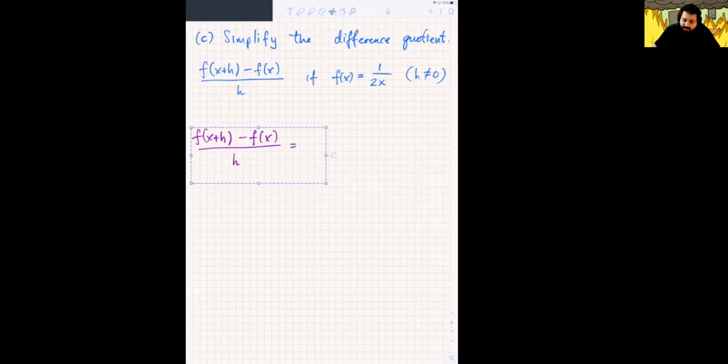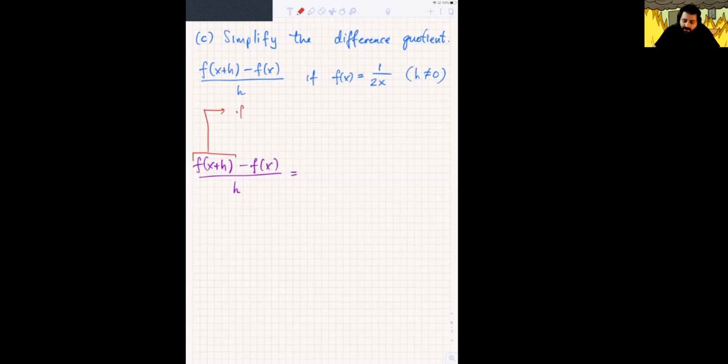let me point out some common mistakes I see. A lot of times I'll see students write things like, oh, f of x plus h, that's f of x, plus h, like that. That's incorrect. Or I'll see students write f of x plus h is f of x plus f of h. That's also incorrect. f of x plus h really means I look at the original function f, and wherever I see an x, I put an x plus h instead. It's function composition. So here I get 1 over 2 times (x plus h) minus 1 over 2x, and then this whole thing is all over h.